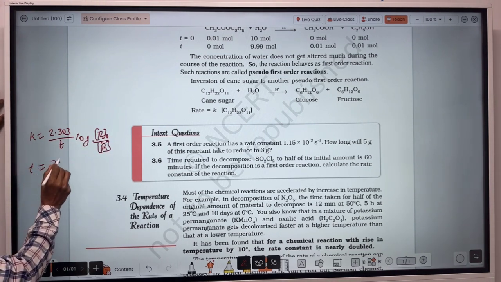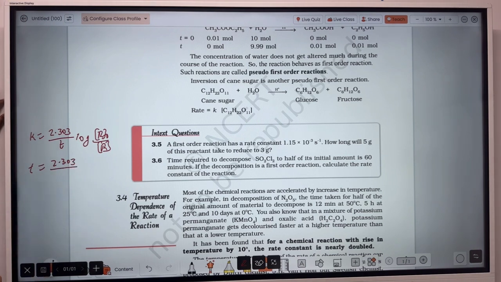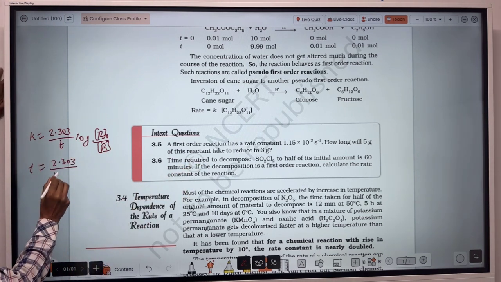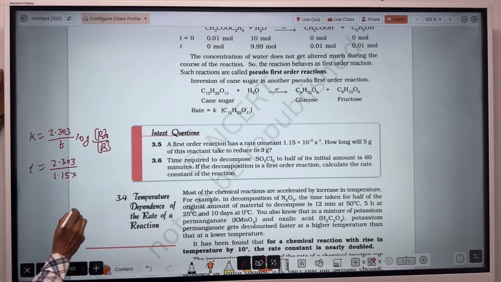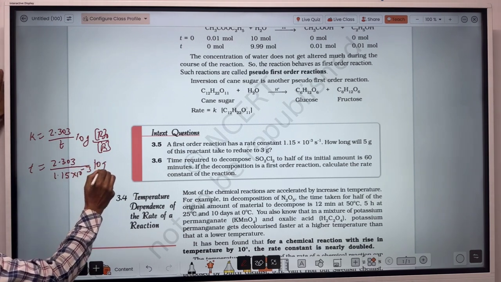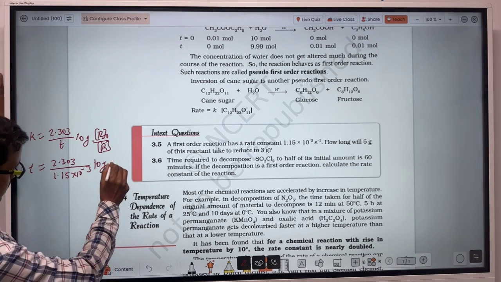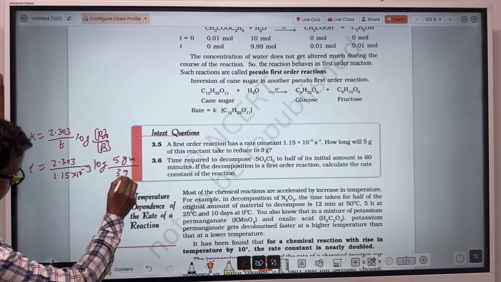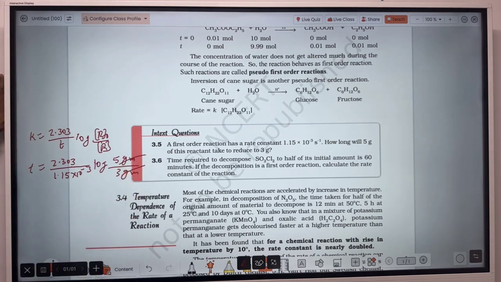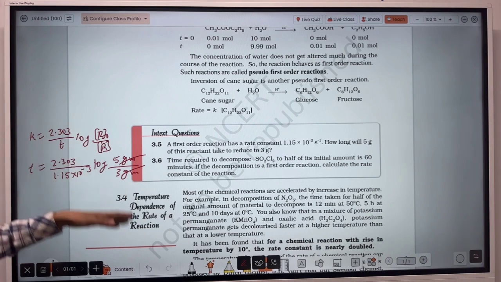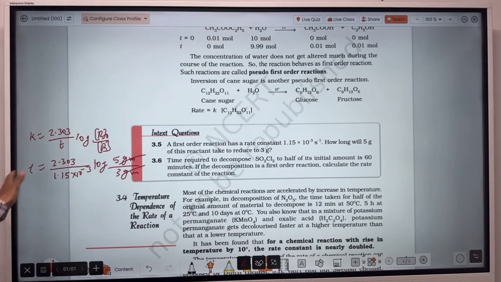So T will be equal to 2.303 upon K, which is 1.15 into 10 raised to the power minus 3, log R naught is 5 gram, so 5 gram upon 3 gram. The only calculation left you can do very easily.